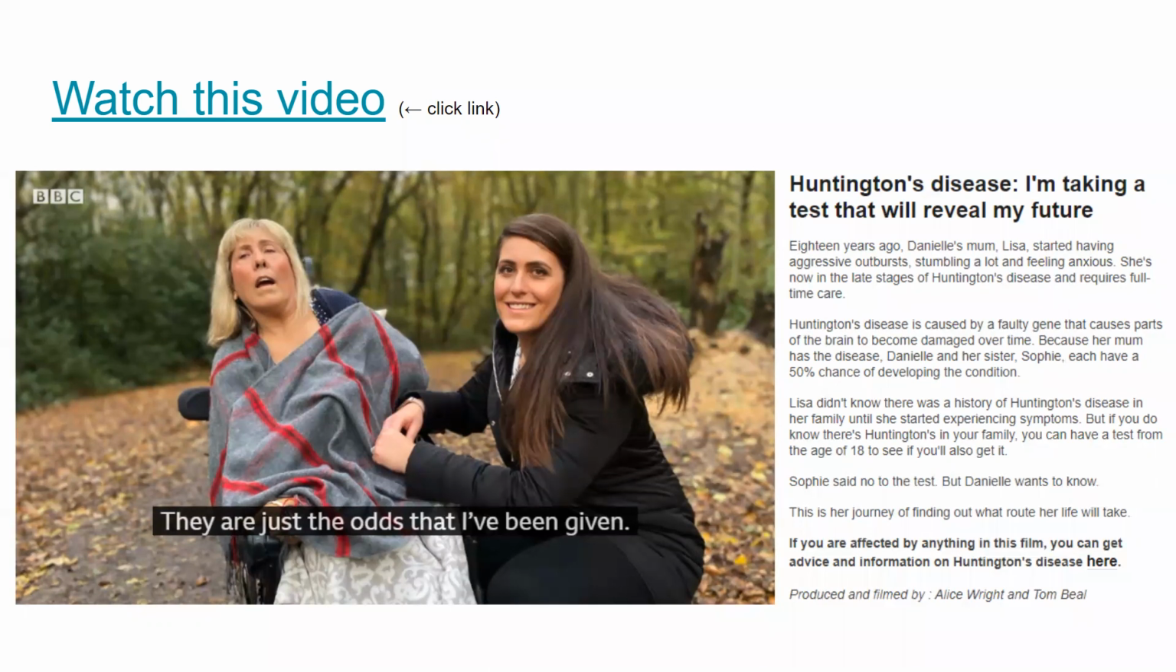Because her mom has the disease, Danielle and her sister Sophie each have a 50% chance of developing the condition. Lisa didn't know there was a history of Huntington's disease in her family until she started experiencing symptoms. If you do know there's Huntington's in your family, you can have a test from the age of 18 to see if you'll also get it. Sophie said no to the test. Danielle wants to know. This is her journey.